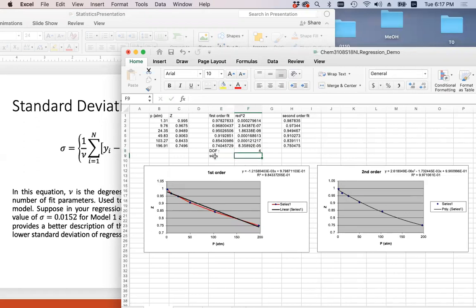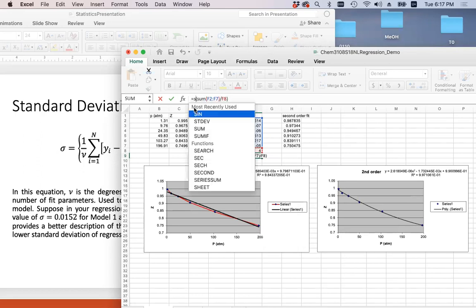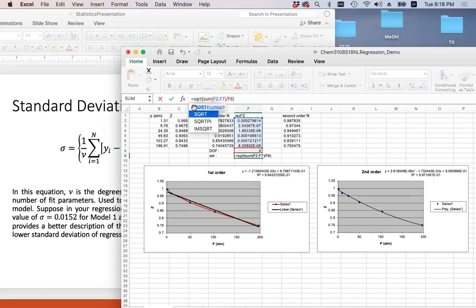Now the standard deviation of regression is calculated by taking the sum of the squares of the residuals, dividing that sum by the number of degrees of freedom, and then I take that whole thing, put it in parentheses, and take the square root of that. I'm going to do that by typing the square root function. So the standard deviation of regression here is 0.013.